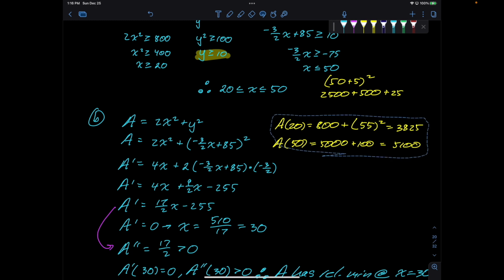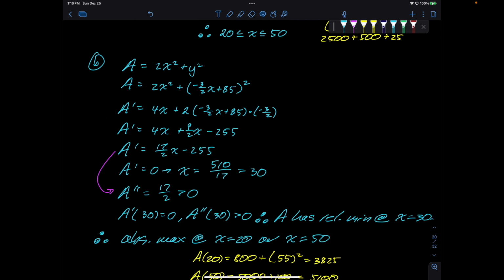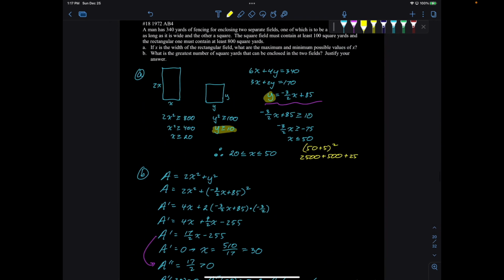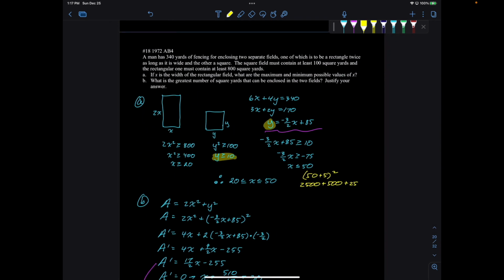I'm going to copy these. 50? Yeah, I guess. I don't know. Did I get that wrong somehow? Those numbers feel a little off, but I'm going to live with them, I guess, and say, therefore, absolute max area is 5,100 when x is 50. Does that even answer the question? What is the greatest number of... Yeah. Okay.